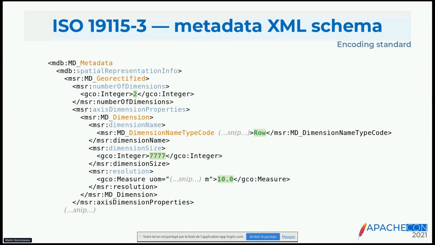Those metadata can be exchanged in an XML format, which is defined by yet another standard, this time an encoding standard. So ISO 19115-3 can be seen as a kind of implementation standard. If we take the definition that I gave a few minutes ago, it takes the abstract specification and represents that in one format, in this case, XML. So this is an example of what some little bit of metadata looks like in this format.